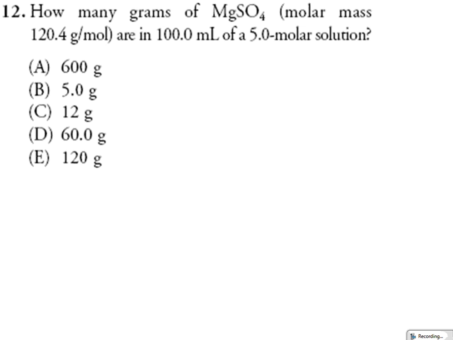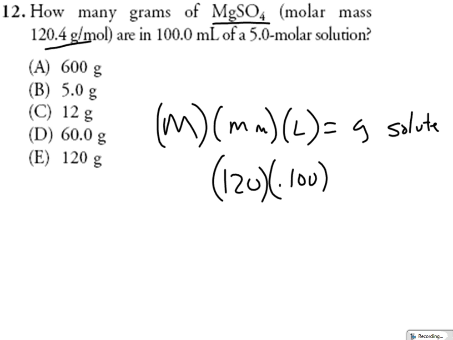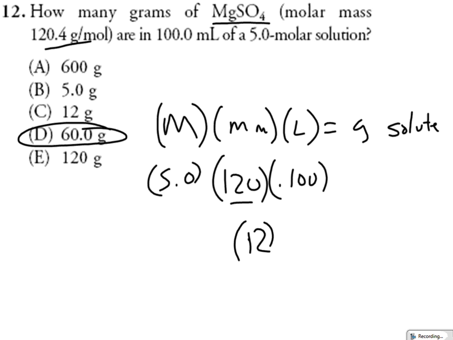Here's almost the same type of calculation. Molarity times molar mass times liters will get you grams of solute in this case. So if I look right here, MgSO4, molar mass is 120. Liters, I have 0.1 liters, and then finally 5. Well, 120 times 0.1 is going to be 12, because anytime you multiply times 0.1, you basically move the decimal over to the left. So 12 times 5, roughly, is going to be 60. Easy, quick calculation. Next one.